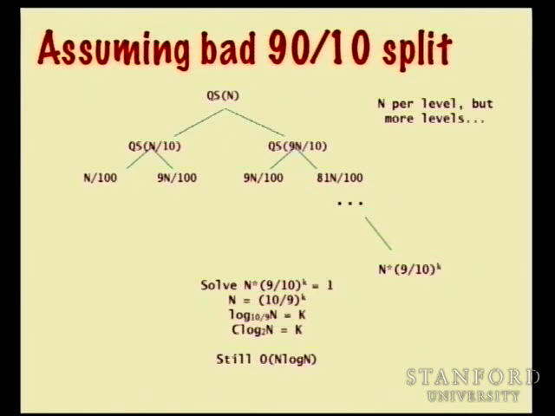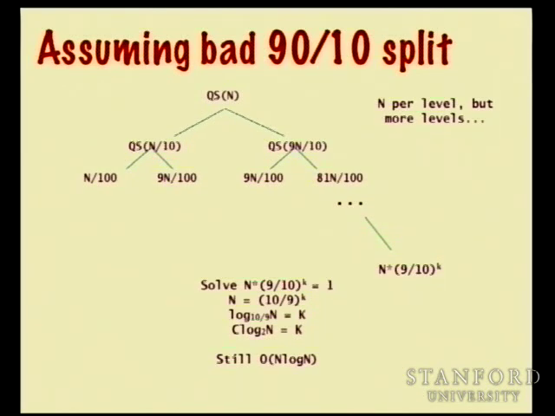But this one arm over there, where I keep taking 90% of what remains. I had 90%, then I had 81%, right? I keep multiplying by 9/10, and I'm still retaining a lot of elements on this one big portion, so the depth of this tree isn't going to bottom out quite as quickly as it used to, right?